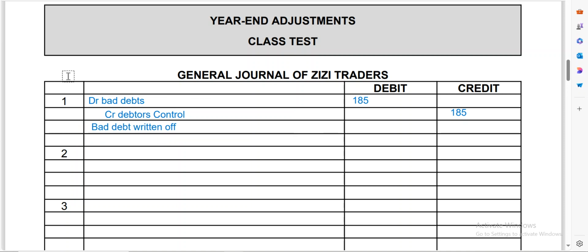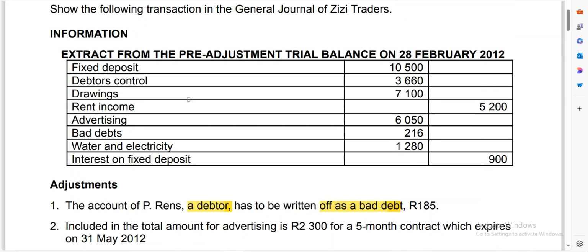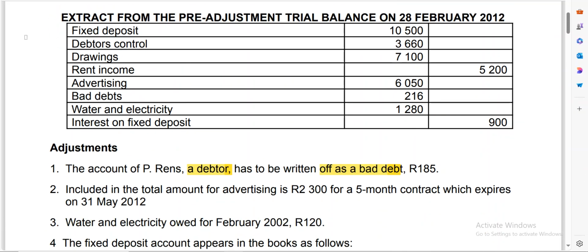Okay, remember, we've identified the account debited and the account credited. Very important, you must always check for that. The next transaction says included in the total amount for advertising is 2,300 for a 5-month contract which expires on 31 May 2012. Now here what is happening is that you must remember the end of our financial year.